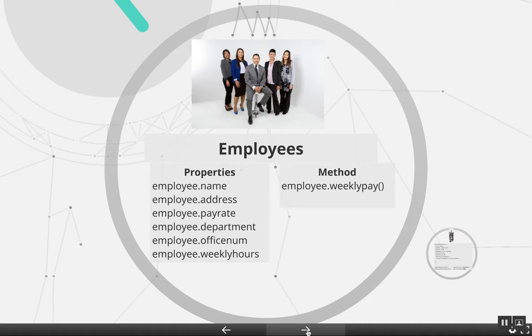So we have the properties employee.name, employee.address, employee.payrate, employee.department, employee.officenum, and employee.weeklyhours. And we can have a method that uses the properties and creates additional information for us from those properties. For example, the employee.weeklypay is the method.